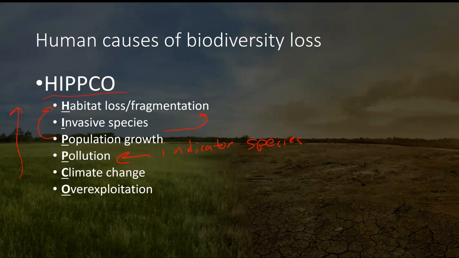And in the case of overfishing in the oceans, we're relying so much on them for food. We're harvesting them at a rate faster than they can repopulate, and it's not a sustainable use. Okay, so that HIPCO acronym right here is something you definitely want to remember.